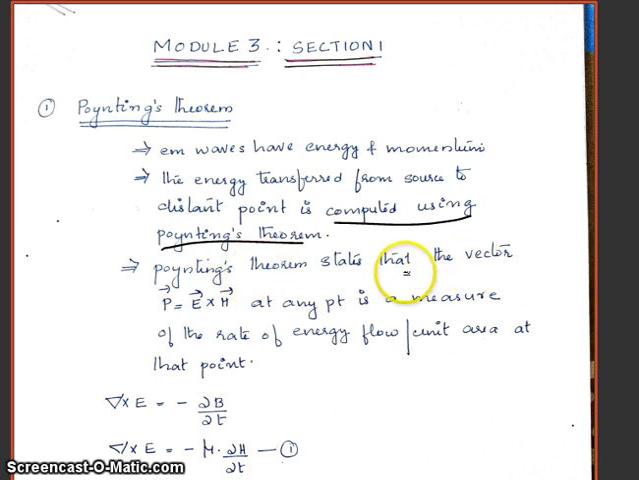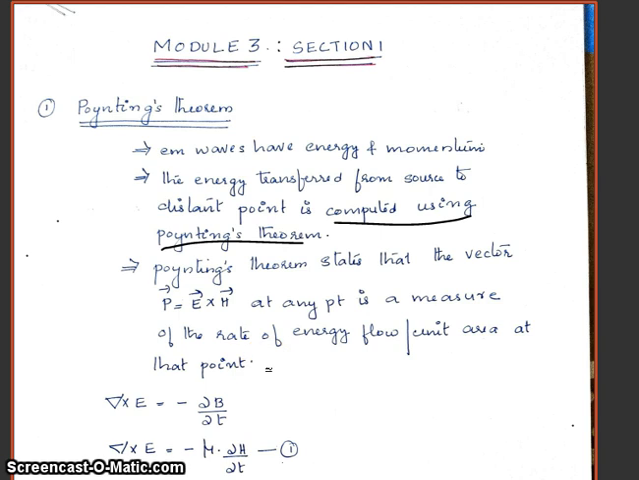Poynting's theorem states that the vector P, otherwise known as Poynting's vector, is equal to E cross H, where E is the electric field intensity and H is the magnetic field intensity. At any point it is a measure of the rate of energy flow per unit area at that point. So Poynting's theorem helps you to measure energy flow per unit area, otherwise known as energy density.